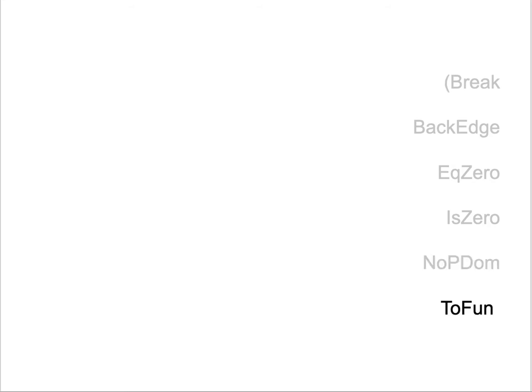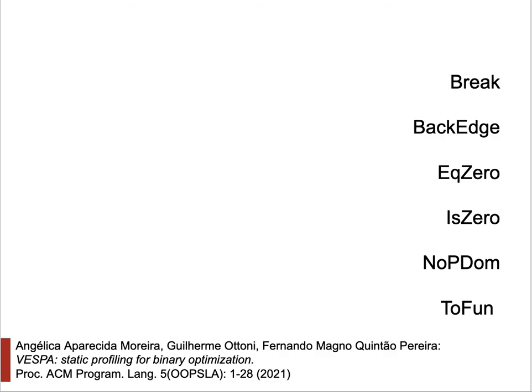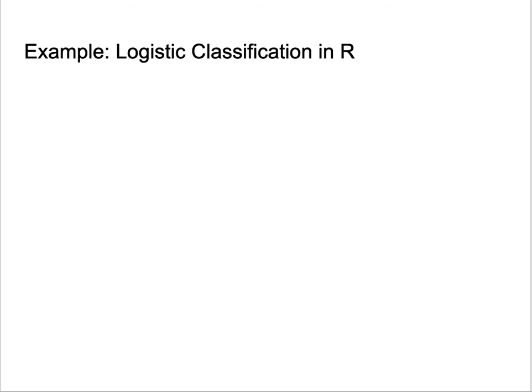Finally, our sixth feature is true if the taken block contains a function call. For instance, here we have a call to function foo within the block that's the destination of the taken path. But again, this is just an example. In that paper from where we took the 6 features, there are some 30-something more features that we can use to describe branches. Let's now make this presentation more concrete with an actual example of a model implemented in R.